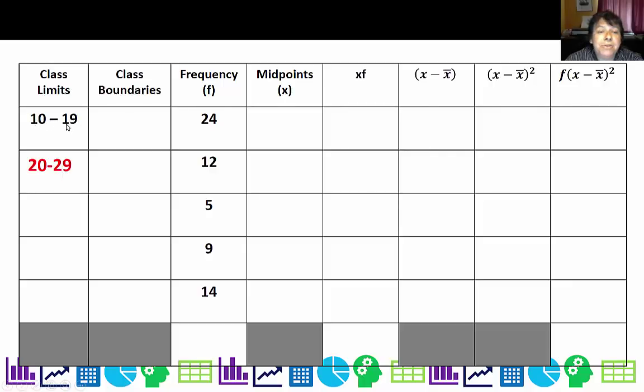Well, I know I want to start after 19, so that means I'm going to do 20 to 29. I want the class widths to be the same for each category. And so we have 50 to 59. Mrs. Overman's down in here.